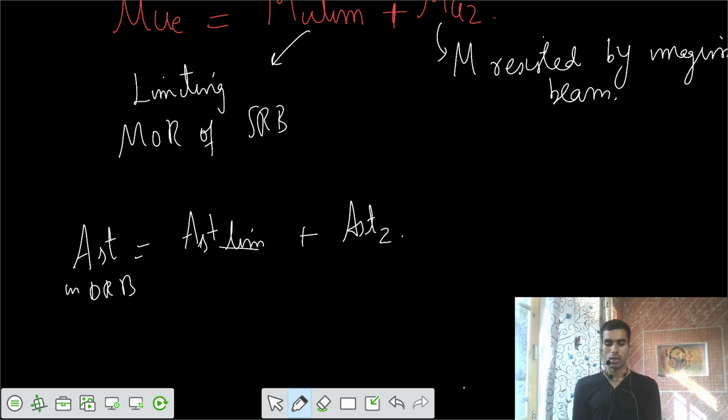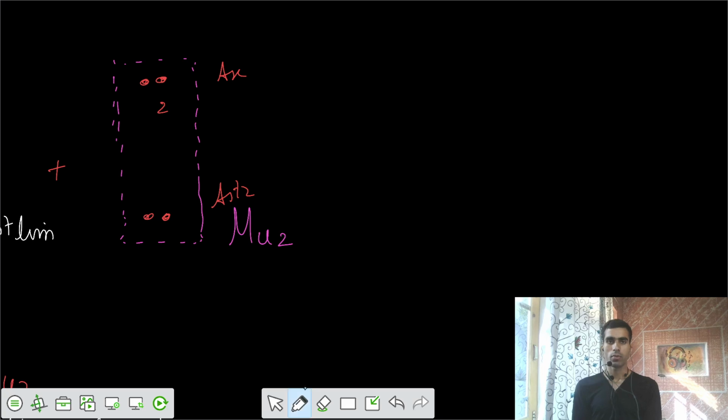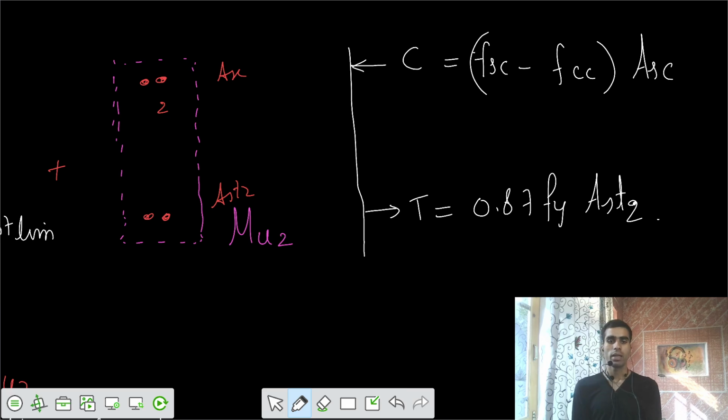Okay, now from the force equilibrium, from the internal couple method also, there is some T force and some C force. The C force was the stress in steel minus the stress in concrete at the same level of compression steel, times the area of that compression steel. So this is your C force, and similarly your T force was 0.87 Fy AST2. They are separated by some lever arm. We already saw what that value was.